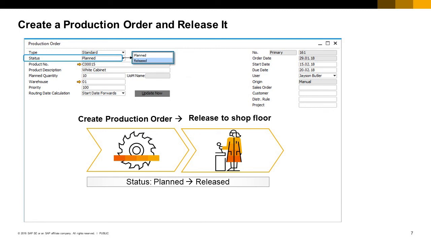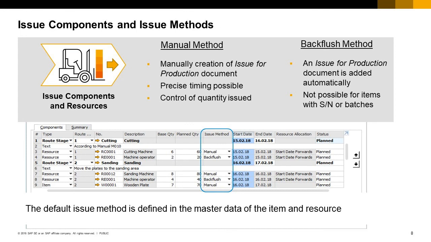Since OC Woodtrend manages the shop floor area as a separate warehouse, the production manager transfers the components from the main warehouse to the shop floor. He does this by creating an inventory transfer from the context menu of the production order. The issue for production document subtracts the components from inventory and changes the capacity of the resource from committed to consumed. Component items and resources can be issued using either the manual or the backflush method.